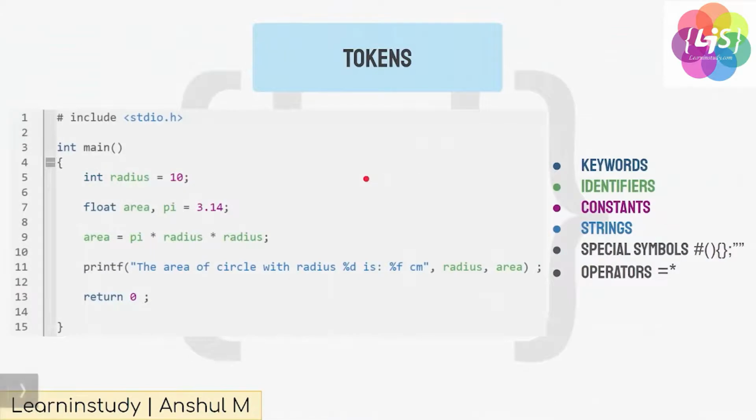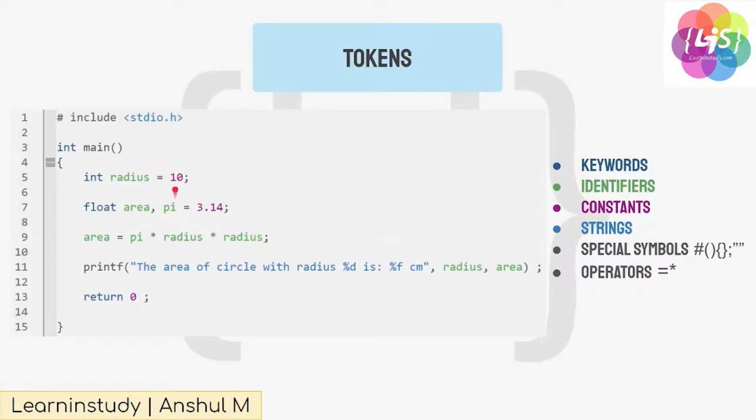In the program we just wrote, you may observe that all the words which are highlighted in dark blue color are keywords. Keywords are int, float, return. These all are keywords. Keywords, as we discussed earlier, can't be used as a variable name. Next, all the words which are highlighted by green color are identifiers. Identifiers in this program are radius, area, pi. These are the names we have given to our variables.